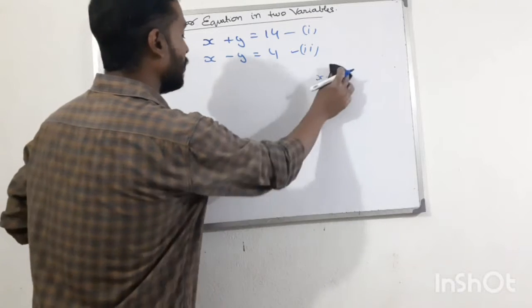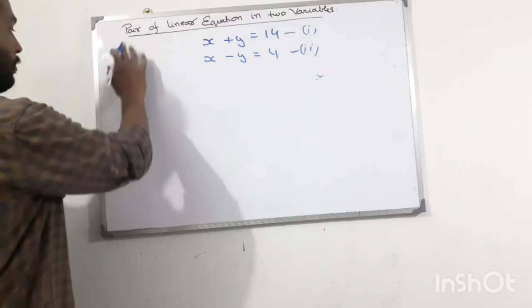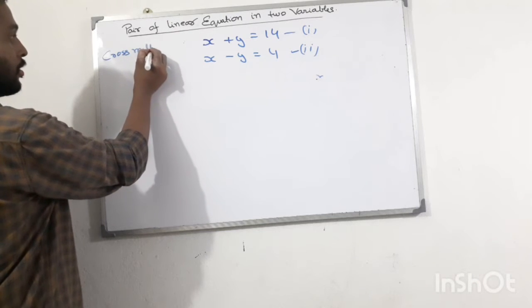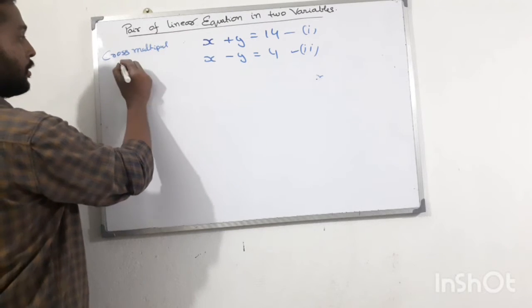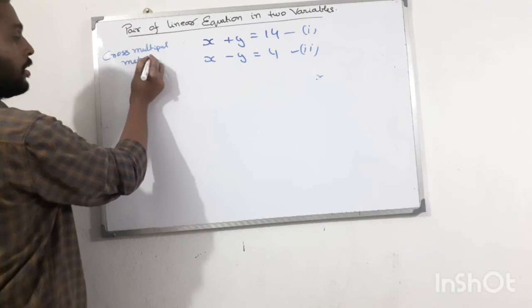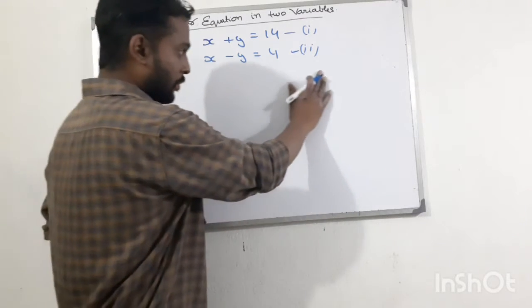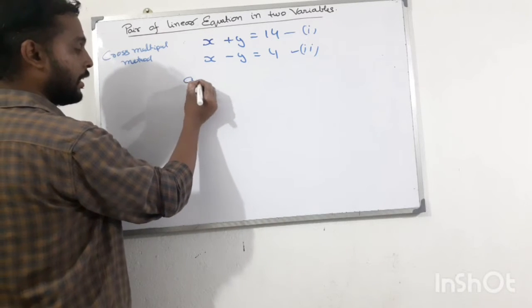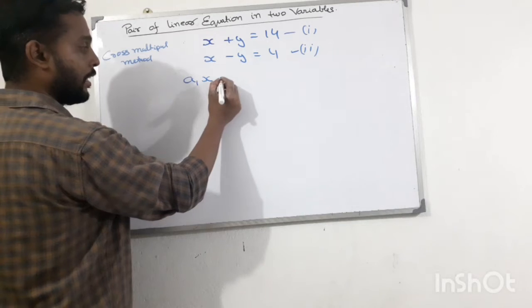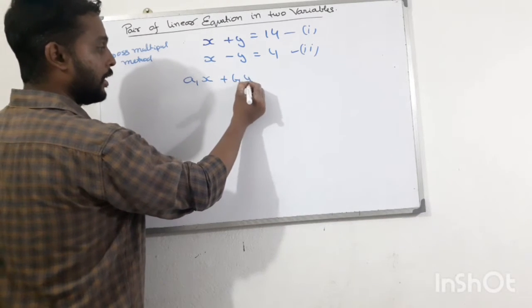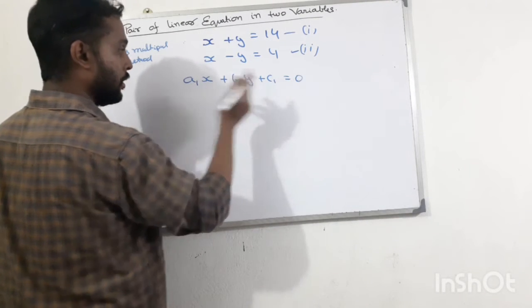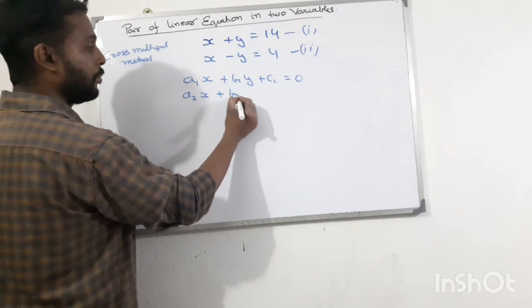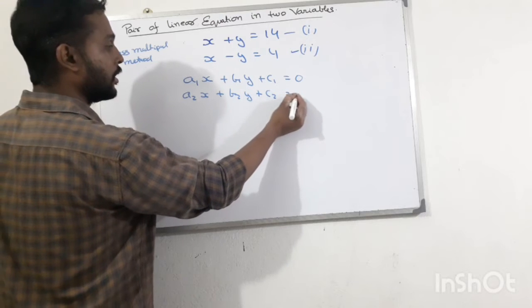So what do we have to do in the cross multiply method? In the cross multiply method there is one formula. So from where that formula came, we can write this linear equation in this form: a1x plus b1y plus c1 is equal to 0. And this is a2x plus b2y plus c2 is equal to 0.